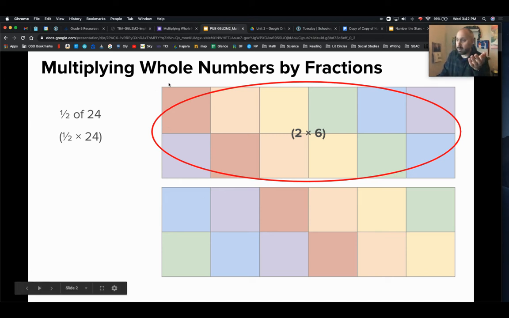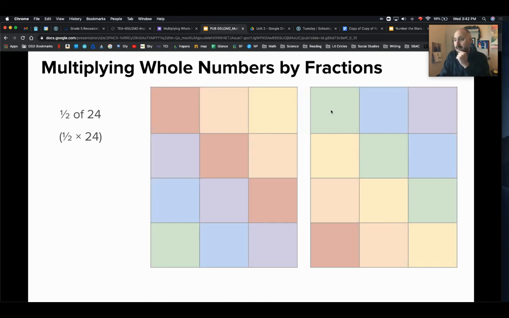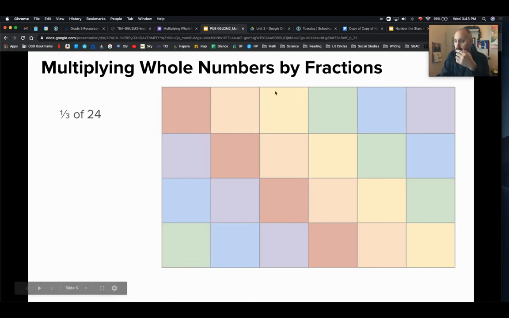2 on here, and then 1, 2, 3, 4, 5, 6 up top. 2 times 6 is 12. Half of 24 is 12. So now, you could also split it left and right like we talked about, which is a 3 by 4 array. 1, 2, 3, 4 on the side, and then by 3 at the top. 4 by 3, which is also 12.